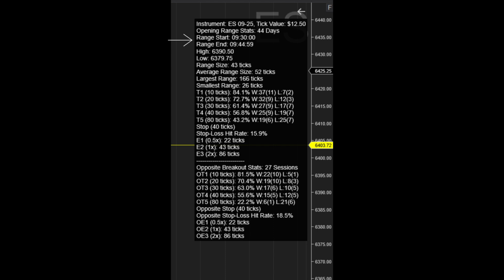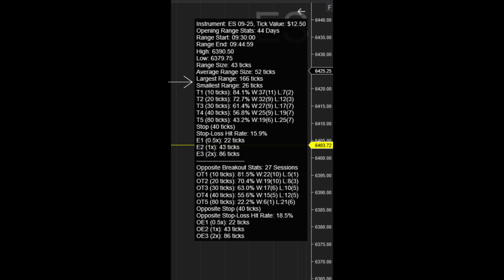The stats tell us the high and the low of the range. They tell us the range size of today, which is 43 ticks on today's opening range break. The average range size is 52 ticks. So we know we're about average. We're a little bit under average, which is generally a pretty good place to be. And it tells us the largest range and the smallest range of the series.